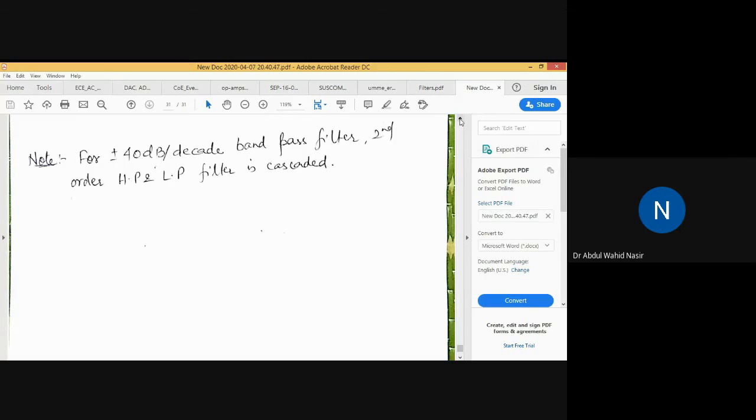Now in the next class we will see the band reject filter. That will be the last type.